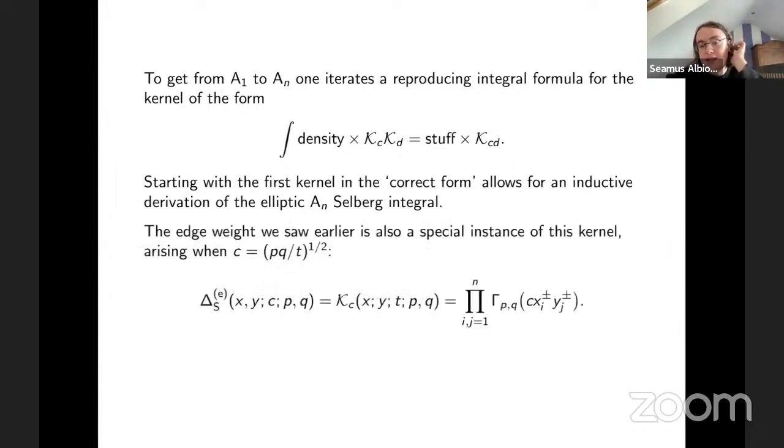And one other thing is that this edge density I showed you doesn't come out of nowhere, so to say. It actually is just a special case of this kernel when C equals PQ over T to the 1/2. Then this kernel is actually equal to that edge density product I had. So that's where it comes from. Okay.